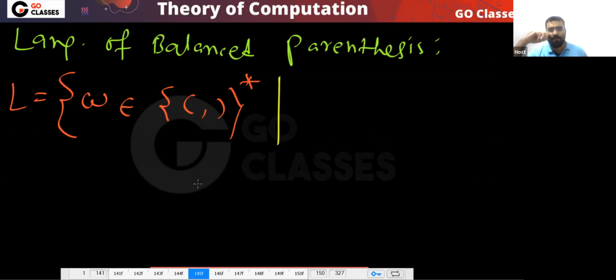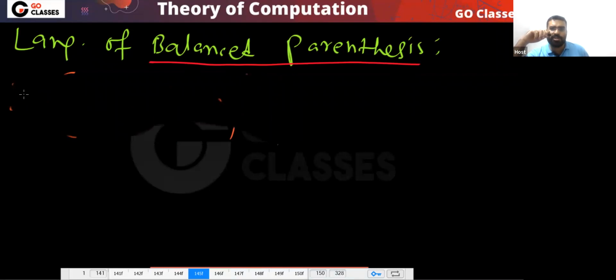So what is correct? Can anyone tell me how I can write this? How will you define balanced parenthesis? What do you think? Just tell me this point. Looking at this balanced parenthesis, what should I start with?